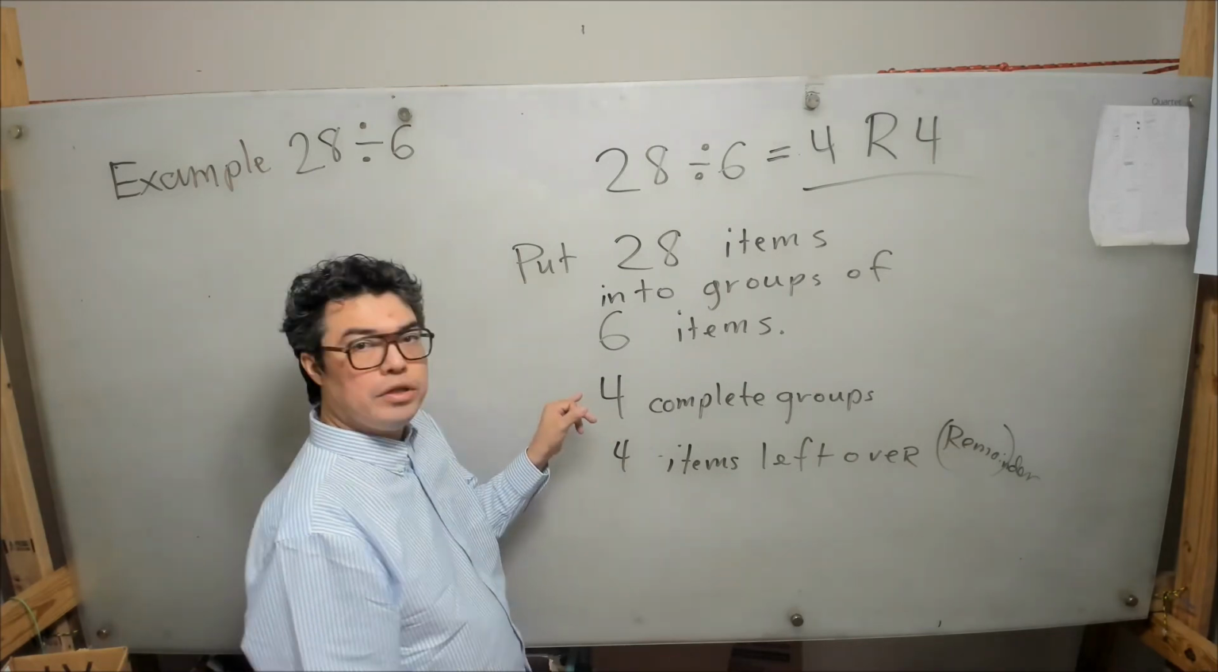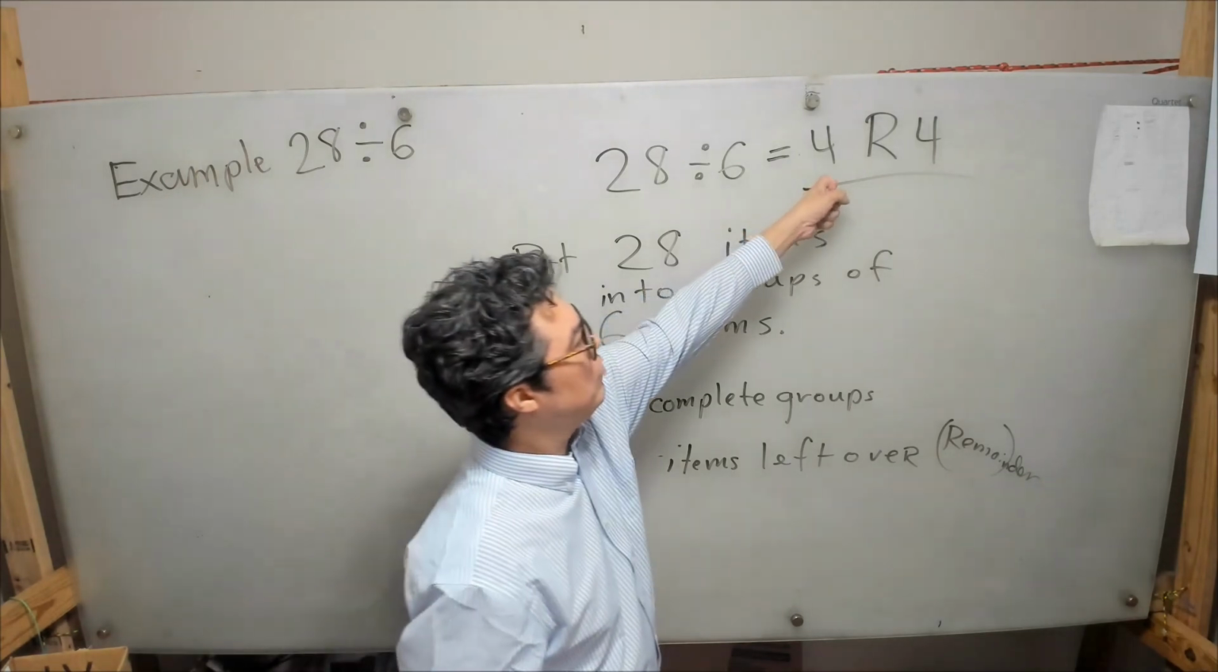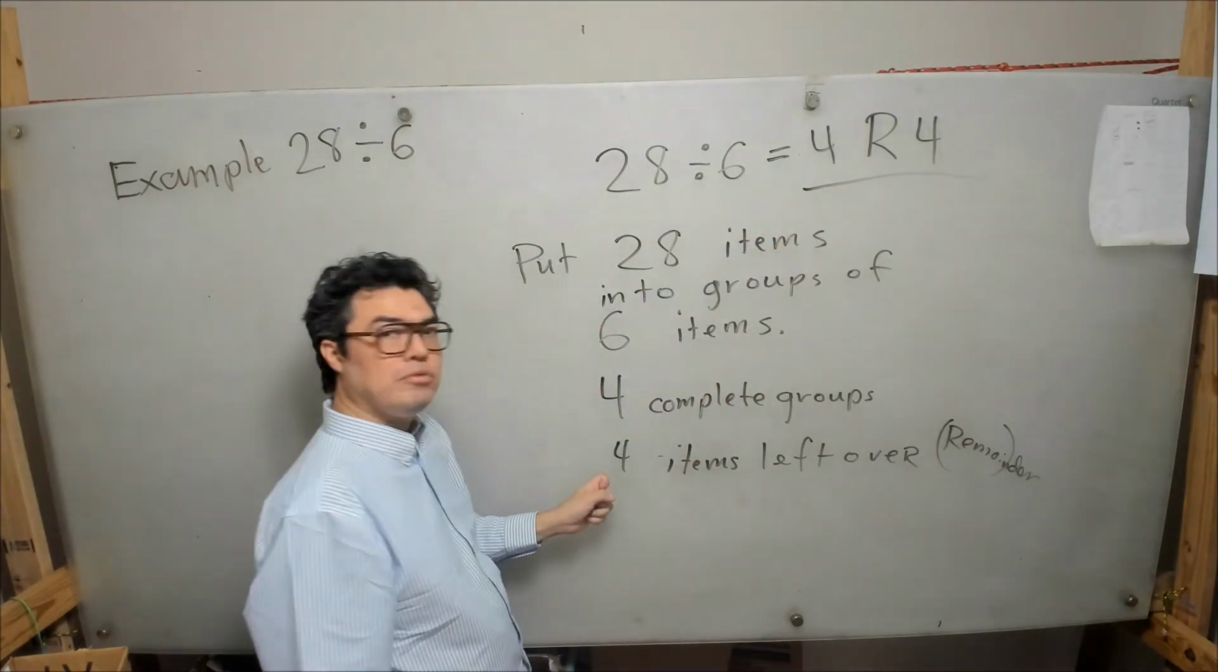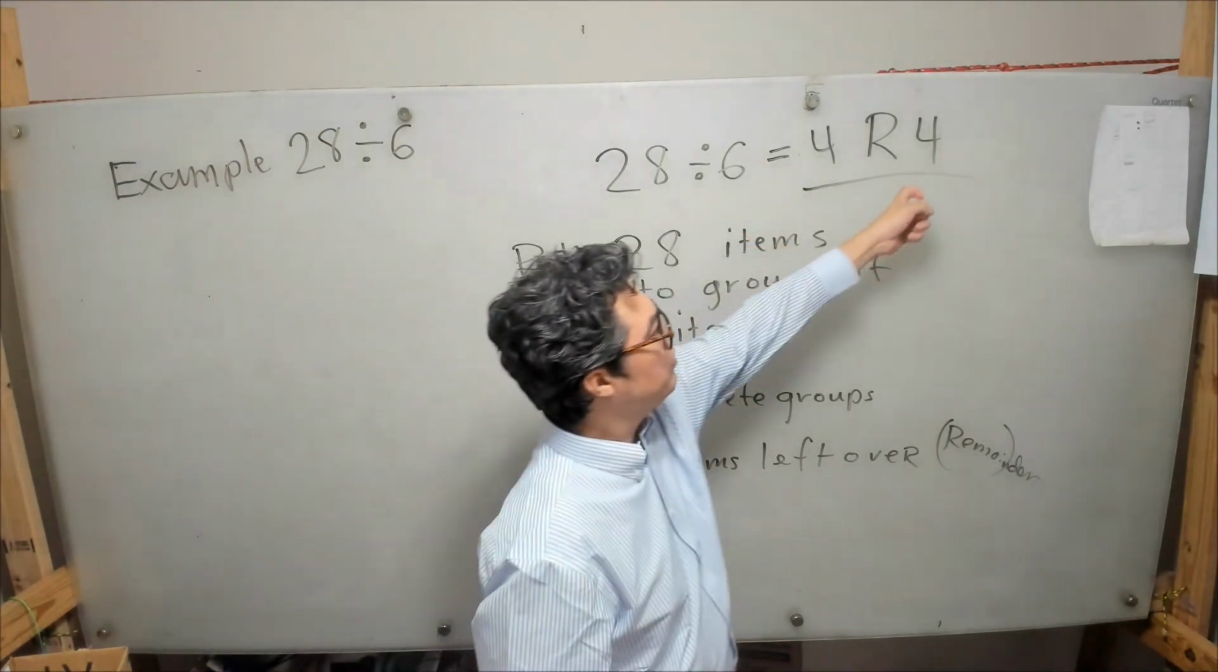The first number, the number of complete groups, that's this number, the 4. 4 items left over, that comes from the remainder.